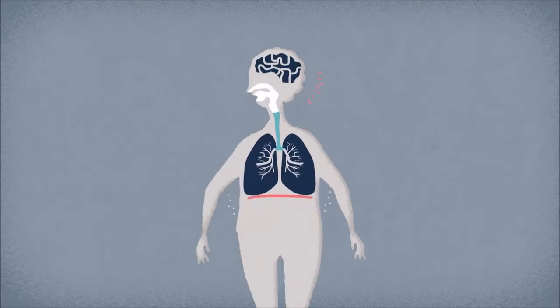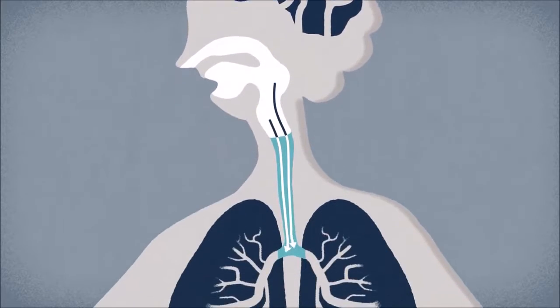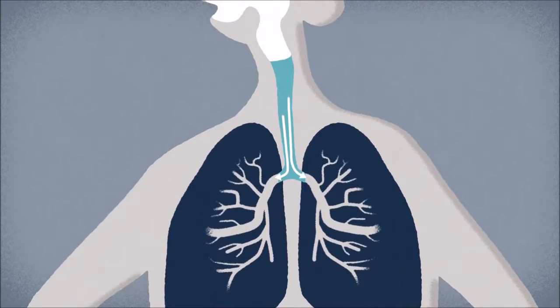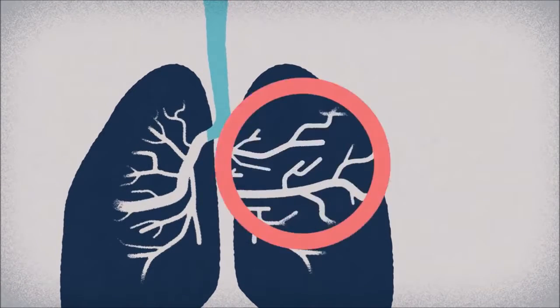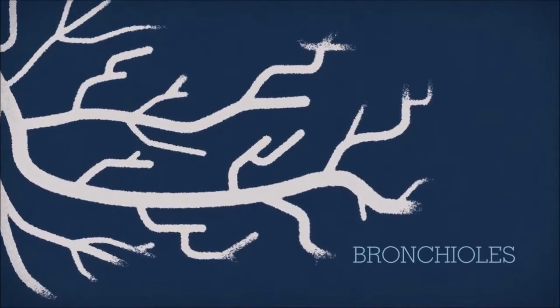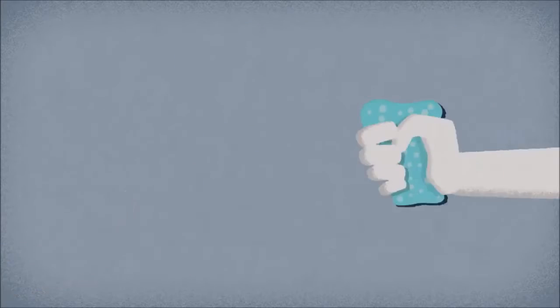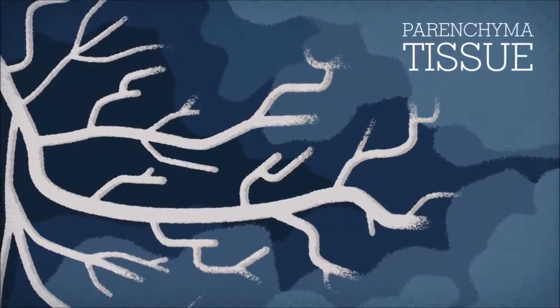Air then whooshes into your nose and mouth, through your trachea, and into the bronchi that split at the trachea's base, with one entering each lung. Like tree branches, these small tubes divide into thousands of tinier passages, called bronchioles. It's tempting to think of the lungs as huge balloons, but instead of being hollow, they're actually spongy inside, with the bronchioles running throughout the parenchyma tissue.